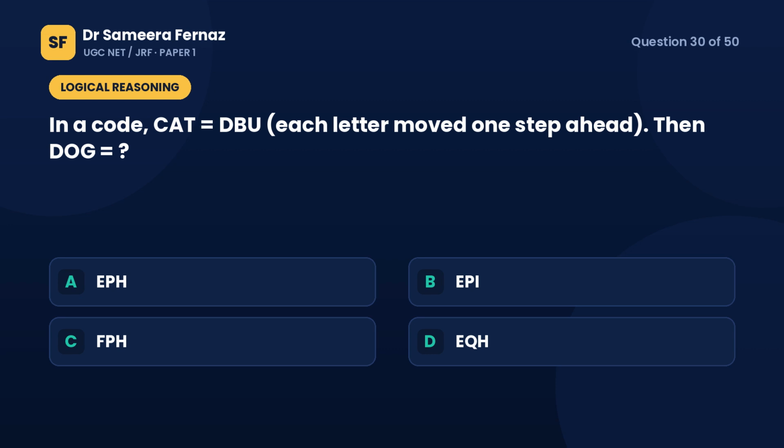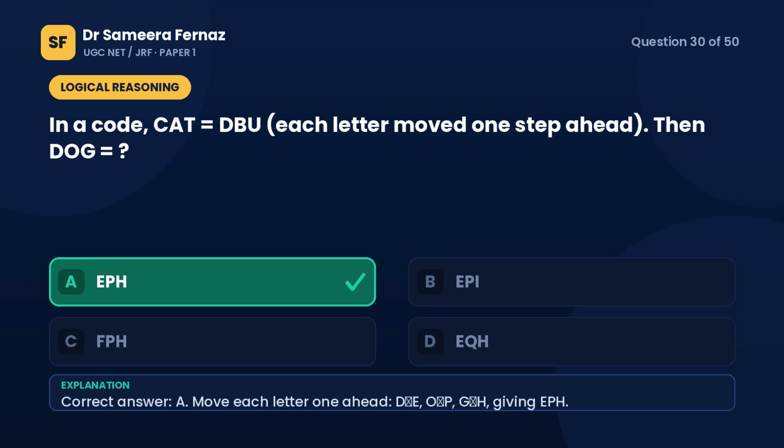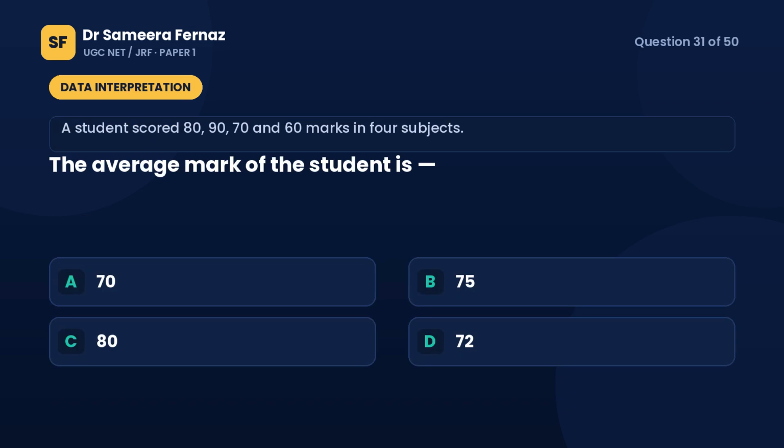Question number 29. Logical reasoning. AZ, BY, CX, dash dash dash. What is the next pair? So the answer is option A, DW. The first letter moves forward, the second letter moves backward.